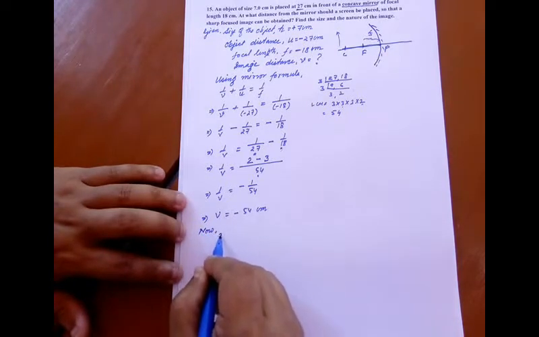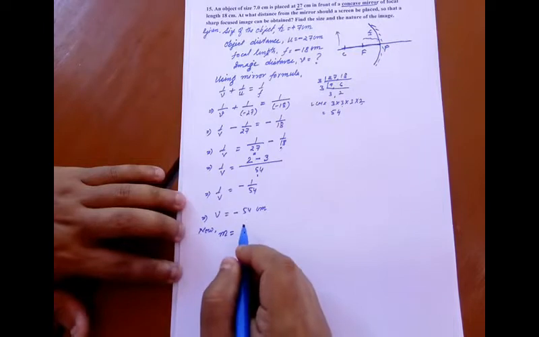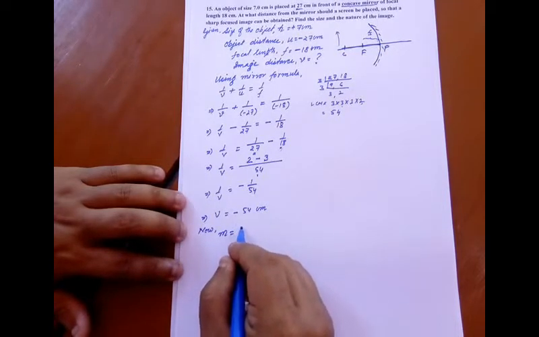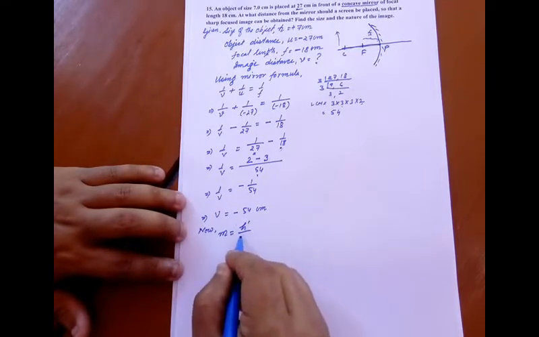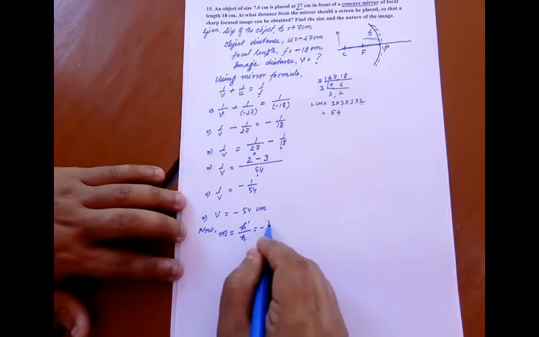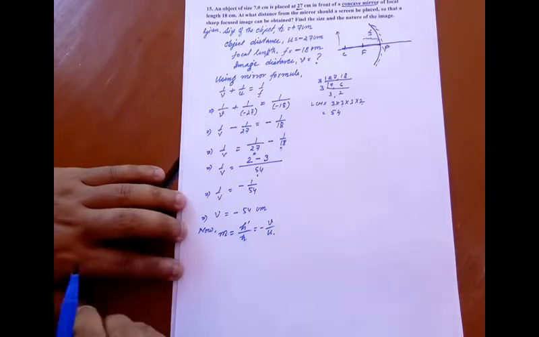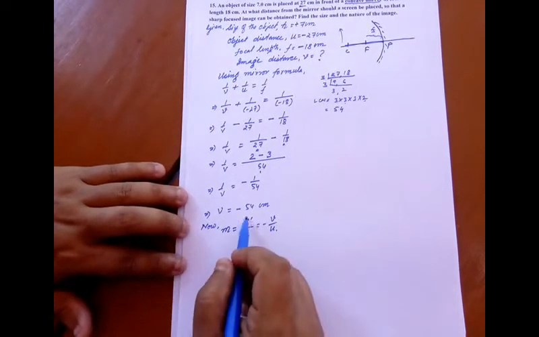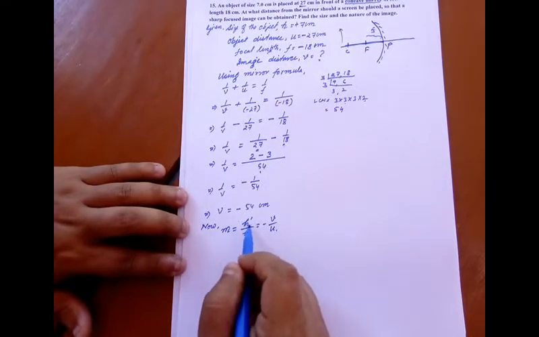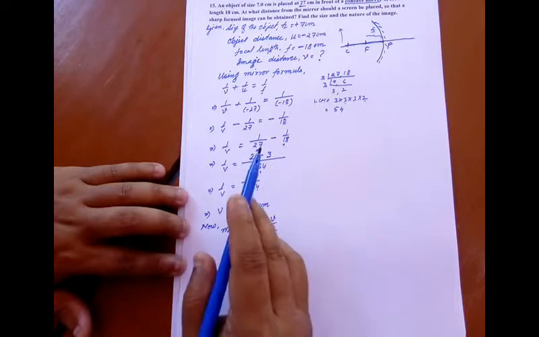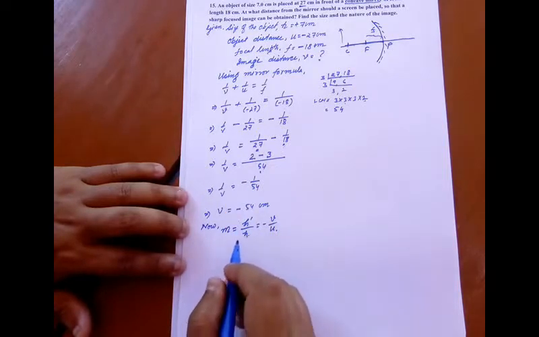Now to find the size, we'll use the formula for magnification. I hope you remember the formula for magnification. M equals h dash by h equals minus v by u. H dash is the size of the image. H is already given, so let's complete it.